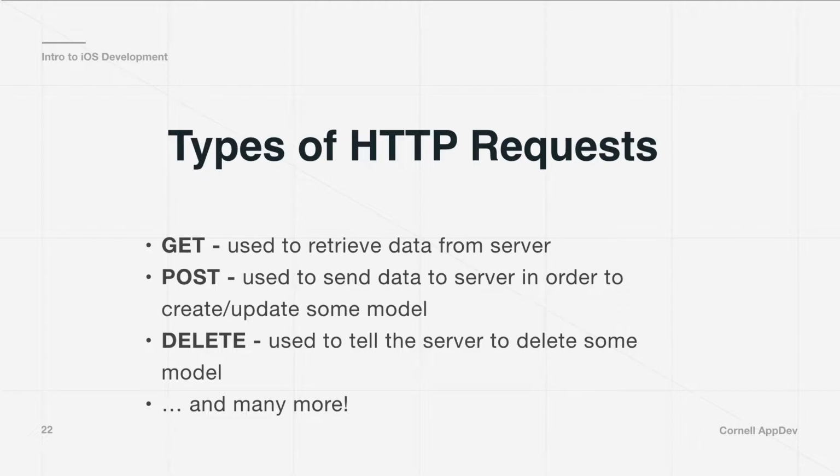A POST request is used to either create or update some model inside the server. Using the same analogy, if I wanted to make a new post, I'd probably make a POST request to my server, sending them my title, my body, and my user ID, for example. And then the server would create a new post model inside their database. And then a DELETE request is usually used to tell the server to delete some model. So if I wanted to delete my post from last week, I would send a DELETE request to the server, and then the server would delete that post from the database.